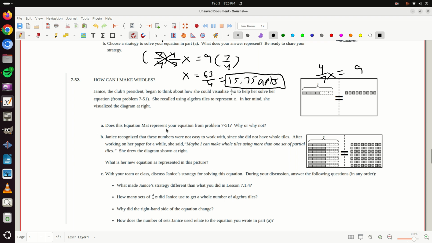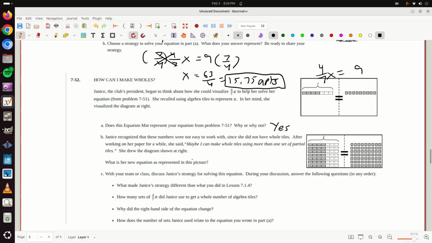Does the equation represent your equation in problem 7-51? I would say yes, right? That was the equation that we came up with. Janice recognized that these numbers were not easy to work with since she did not have whole tiles. After working on her paper for a while, she said, maybe I can make whole tiles using more than one set of partial tiles. She drew the diagram, and you can see we have 1, 2, 3, 4, 5, 6, 7 sets of these, right? And that equals that many. So what is the new equation that she's going to have there?